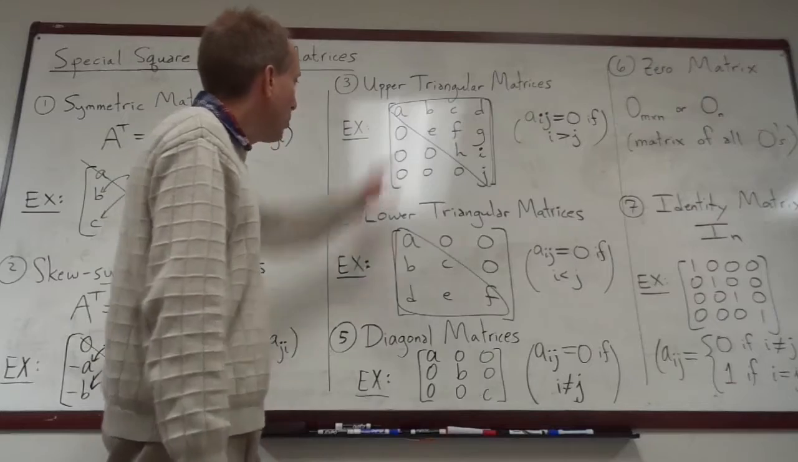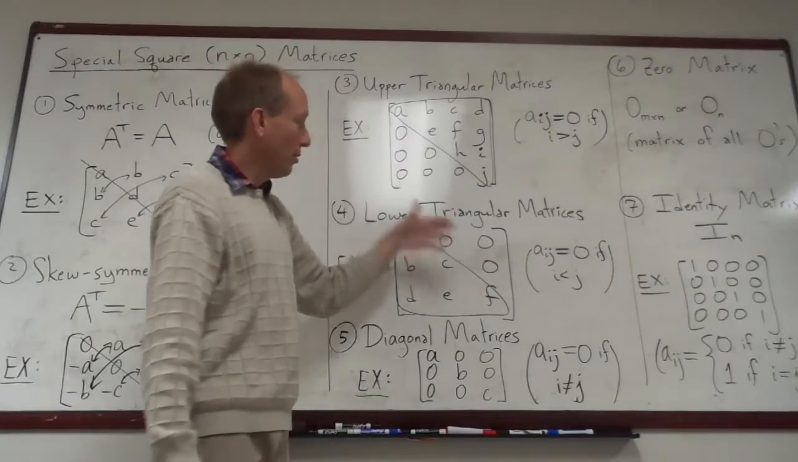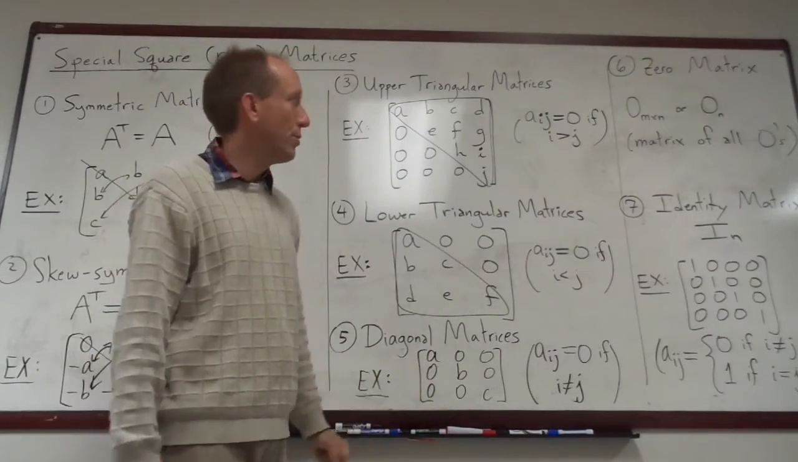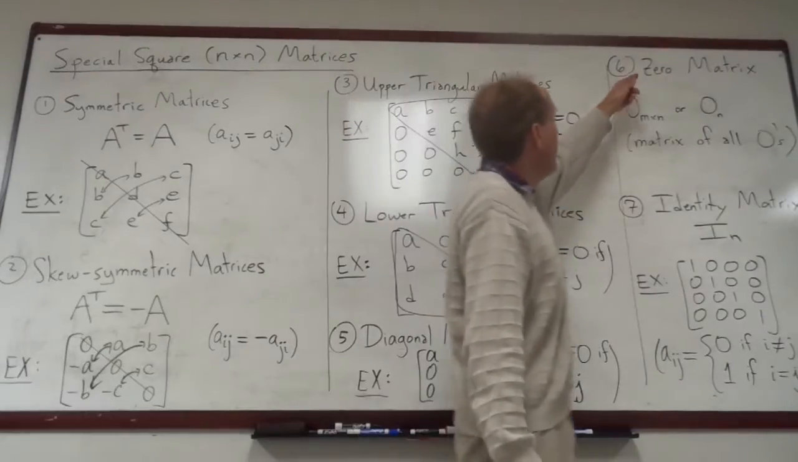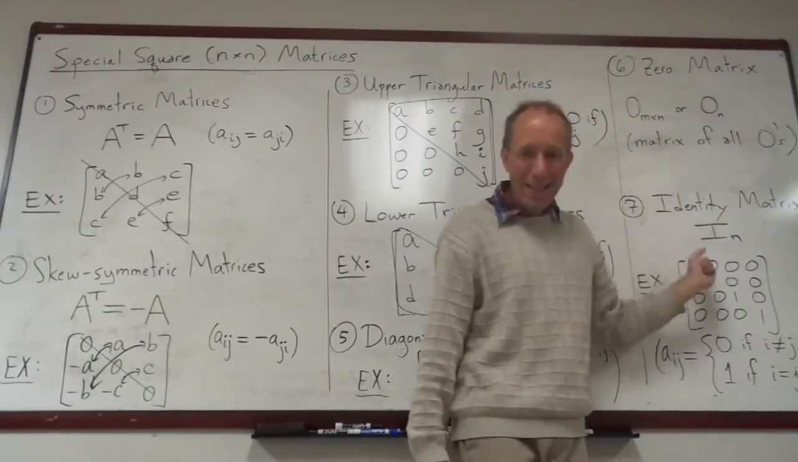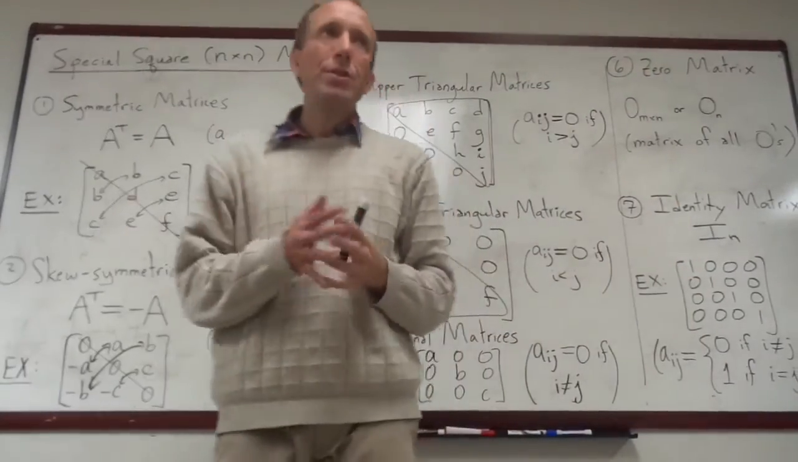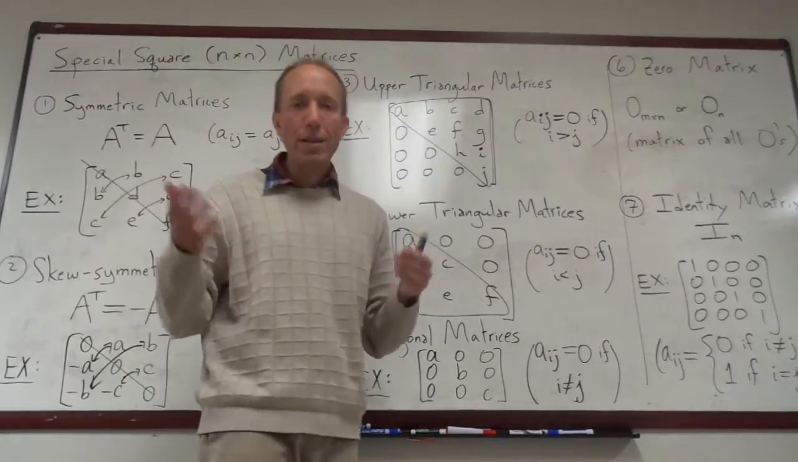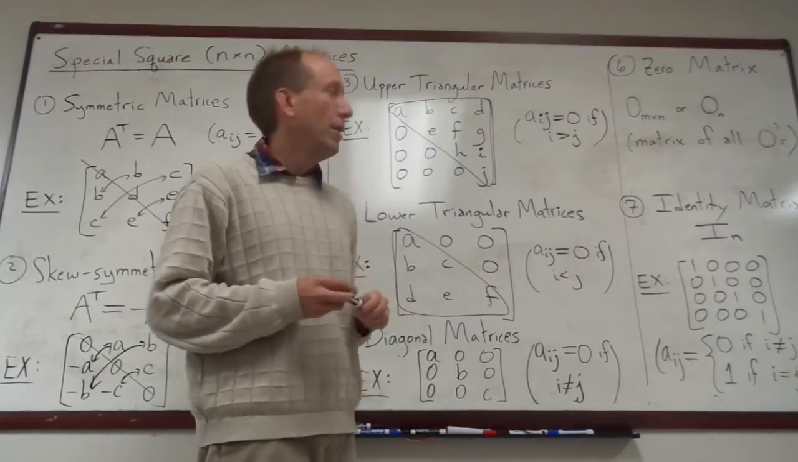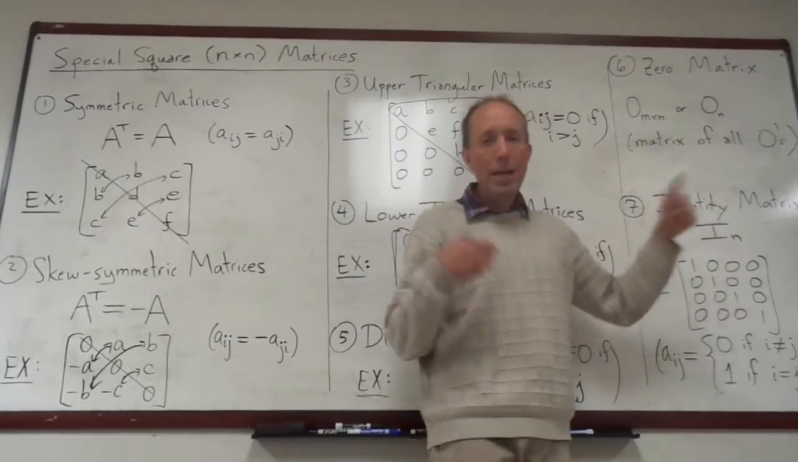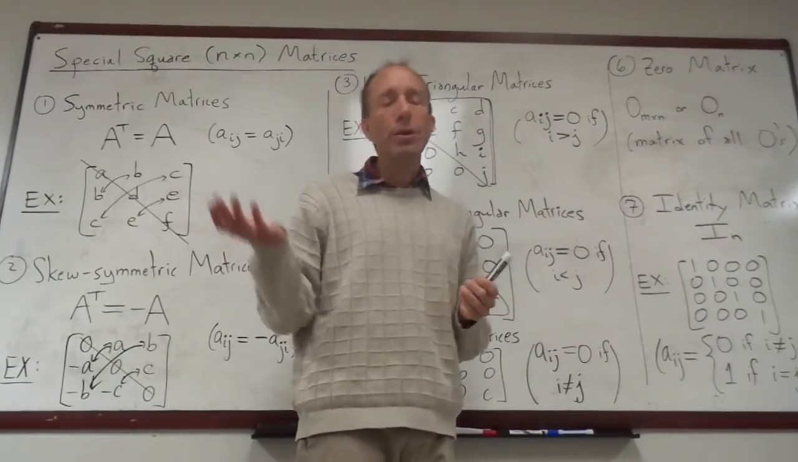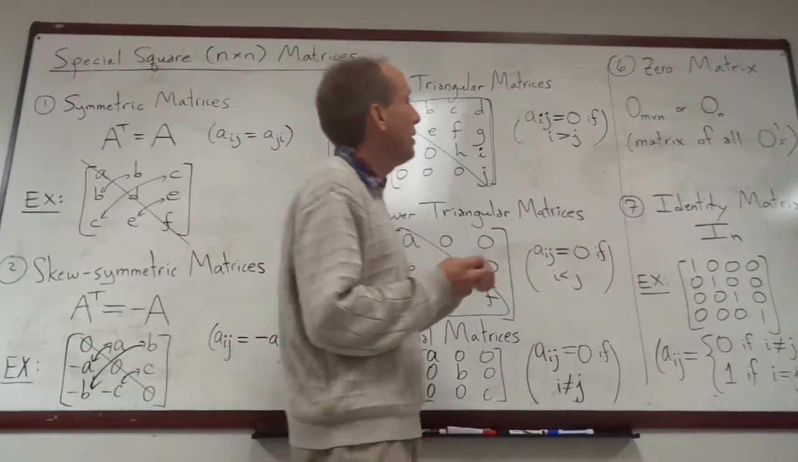Okay? So those 3 kind of go together. Upper triangular, lower triangular, and diagonal matrices. Lastly, over here, we have the zero matrix and the identity matrix. The zero matrix kind of behaves the same way that the number 0 does, and the identity matrix kind of behaves the same way that the number 1 does, in the following sense.